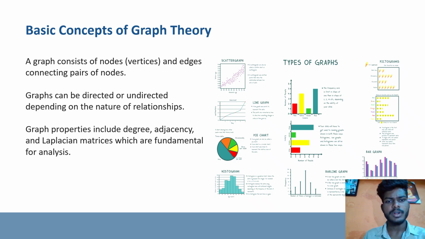Basic concepts of graph theory. A graph consists of nodes, also called vertices, and edges connecting pairs of nodes. Graphs can be directed or undirected depending on the nature of relationships. Graph properties include degree, adjacency, and Laplacian matrices, which are fundamental for analysis.